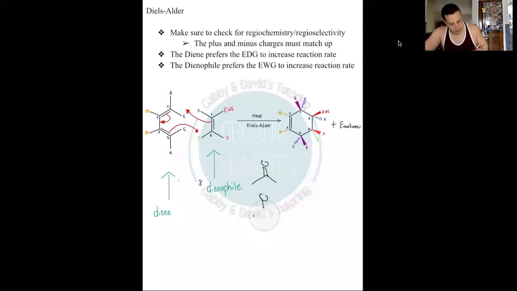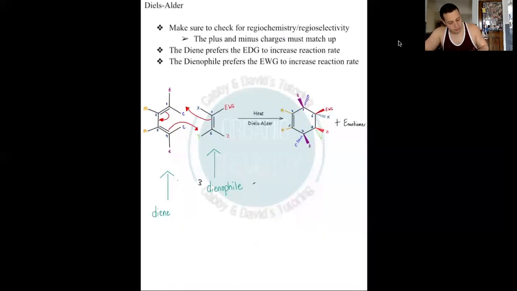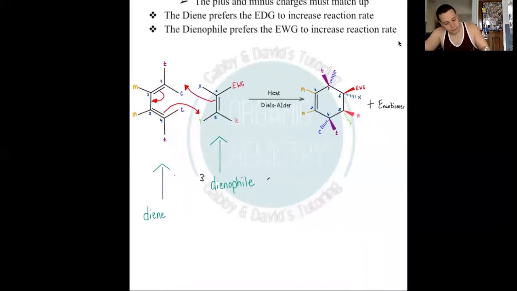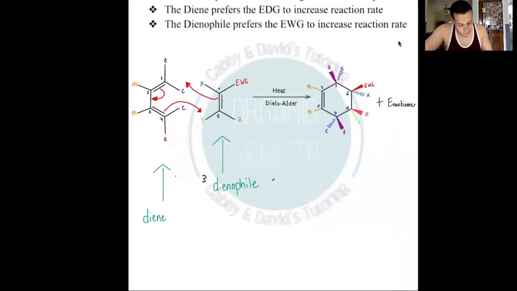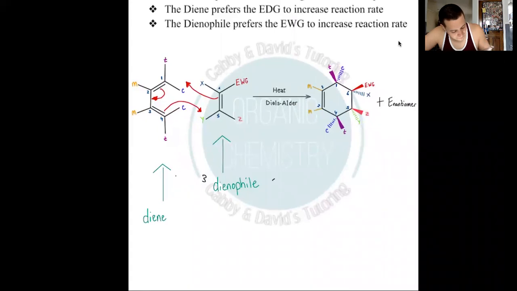Okay. Now, what I like to do first is start with my diene and number it 1 through 4. Then I'd mark my dienophile. You're always going to have 3 arrows floating into space. You're always going to have a double bond between carbons 2 and 3. Number 4 will connect to number 5, and then number 6 will connect to number 1.